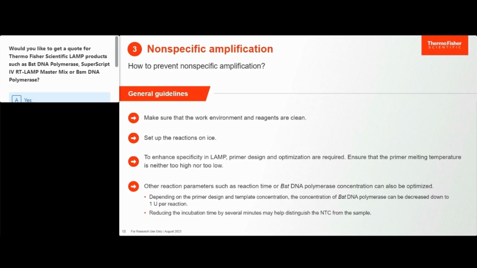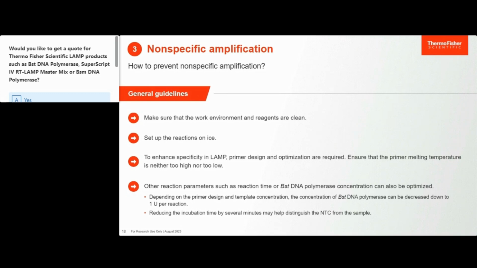To enhance specificity in LAMP, primer design and optimization are required. You can find more information about primer design at thermofisher.com. Also, ensure that the primer melting temperature is neither too high nor too low. Low temperature may result in nonspecific primer binding, and high temperature may inhibit primer binding to the template.